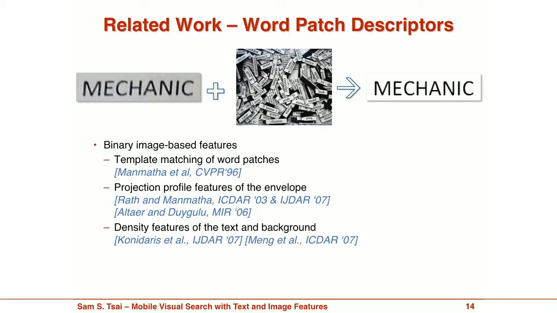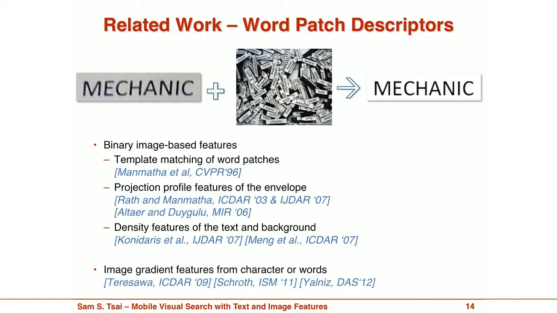Others followed the approach and generated features such as projection profiles and density features from the binary image. However, with binarization, you lose some information. Thus, people have started looking into using information directly from the image itself, such as using image gradient features. We'll come back to these methods later in the talk.